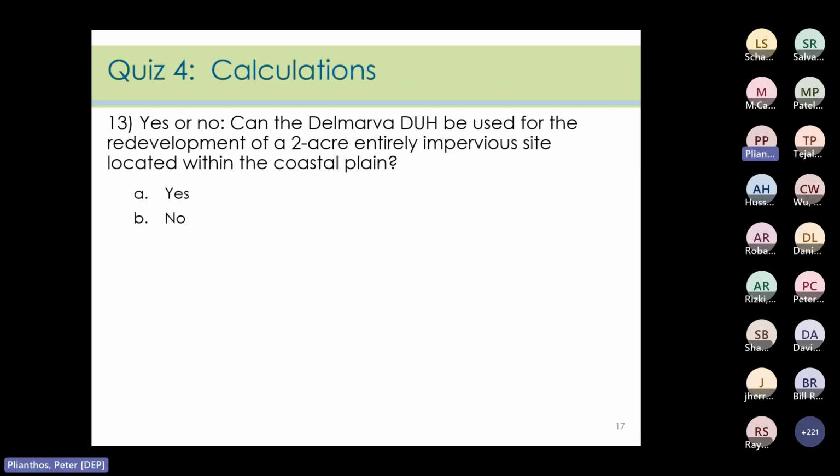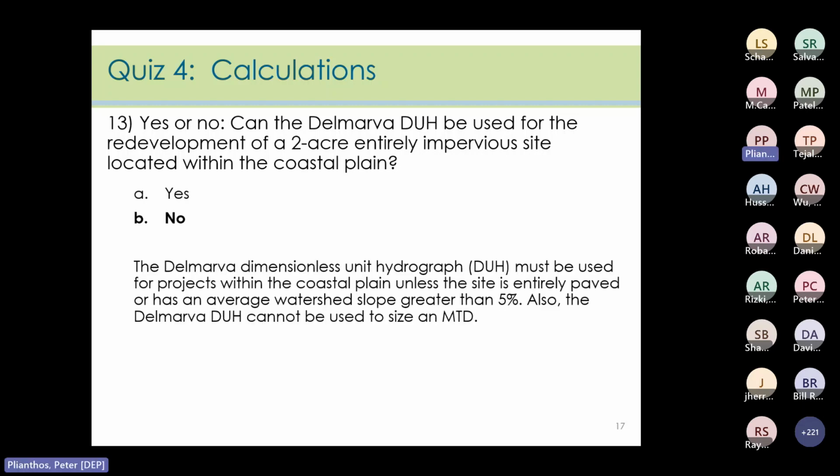Number 13, yes or no? Can the Delmarva Dimensionless Unit Hydrograph be used for the redevelopment of a 2-acre entirely impervious site located within the coastal plain? The answer is no. The Delmarva Dimensionless Unit Hydrograph must be used when modeling watersheds within the coastal plain region of New Jersey, with just a few exceptions.